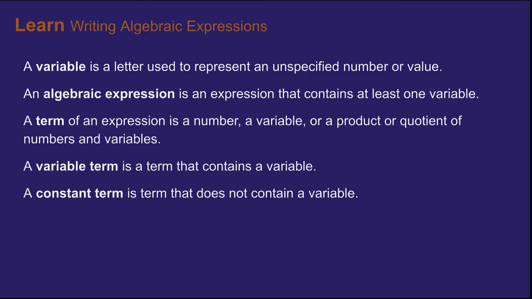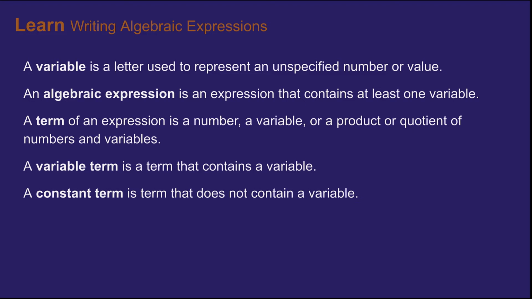Here are a few vocab words that you're going to see and we're going to reference throughout this lesson and future lessons. First, a variable is a letter that's used to represent an unspecified number or value. So we don't know what the value is worth. An algebraic expression is an expression that contains at least one variable. A term of an expression is either a number, a variable, or the product or quotient of numbers and variables.